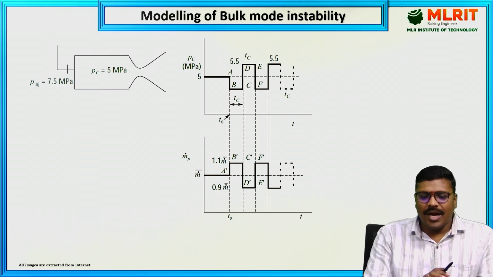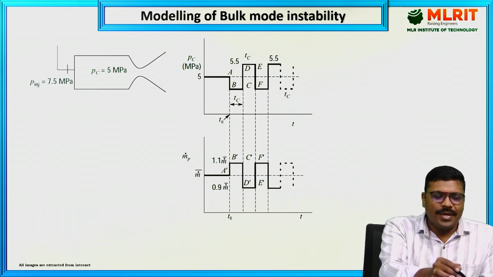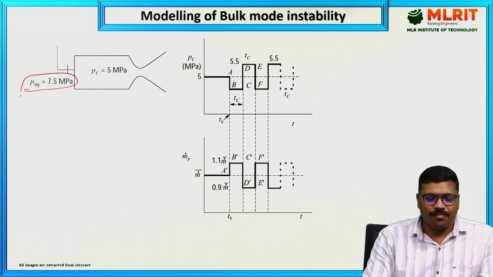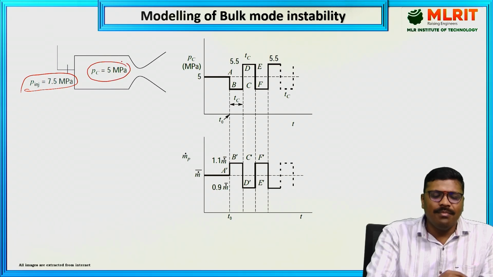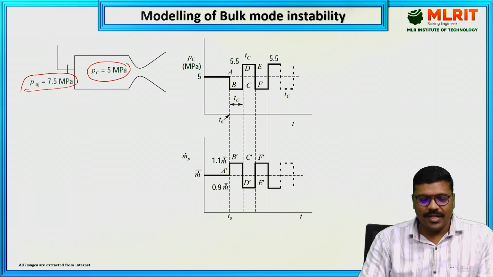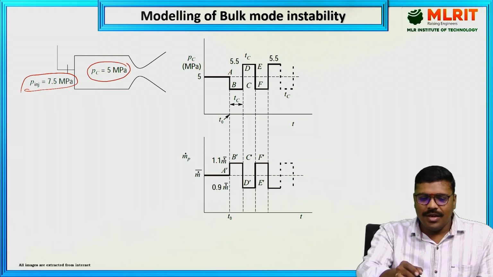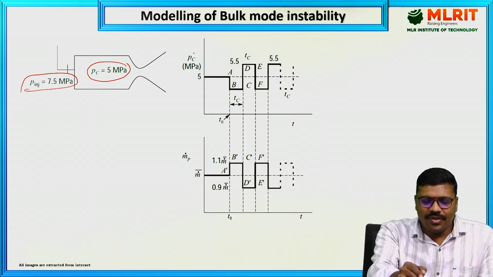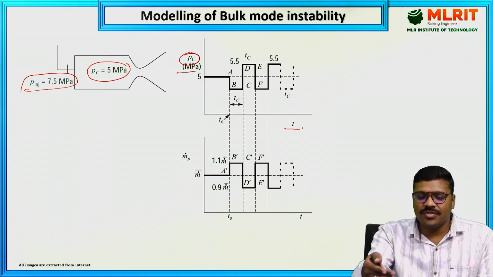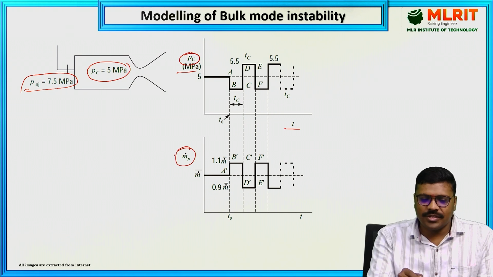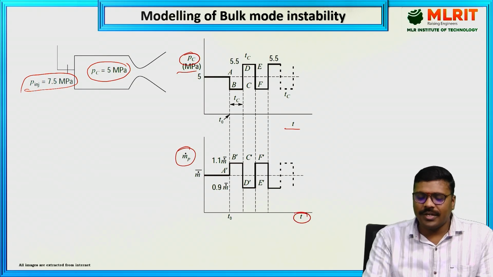First I am taking the example where the injection pressure is 7.5 megapascal, and I want to maintain a pressure of 5 megapascal in the combustion chamber. Right, so here you can see the two graphs. On the y-axis you can see the pressure in megapascal, and on the x-axis the time, the pressure fluctuation with respect to time. In the second graph you can see the mass flow rate of the propellant m dot p with respect to time on the x-axis.